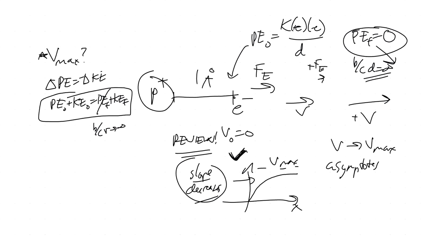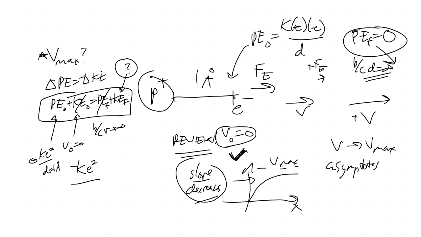Kinetic energy final is the question. Kinetic energy initial is zero because the initial velocity is zero. That was given. And potential energy initial is K e squared negative over D, and D is 1 angstrom. So I can figure this out. So this simplifies to negative Ke squared. Anybody else see what happened here? I'm going to get a negative kinetic energy. What went wrong?